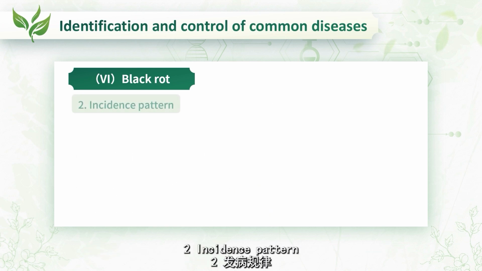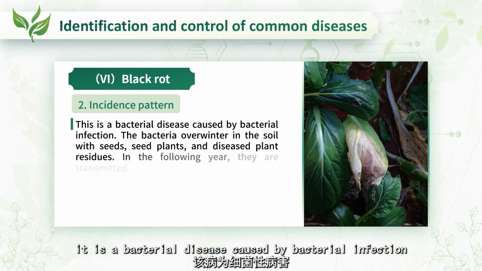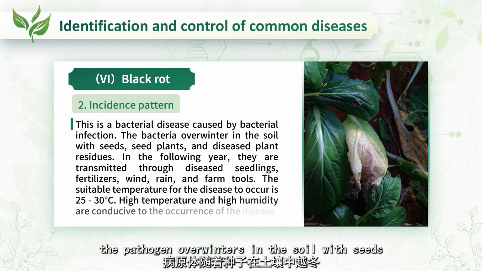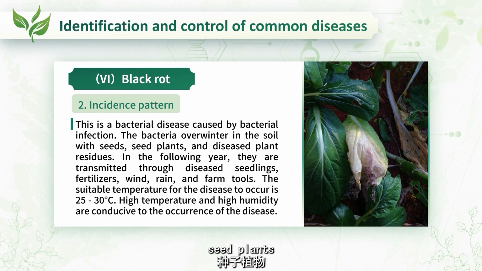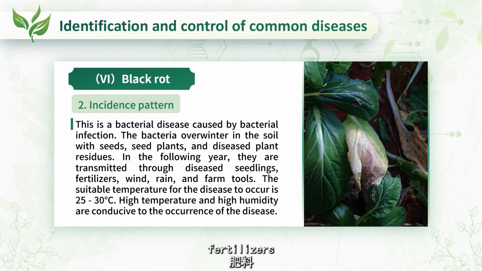2. Occurrence pattern: it is a bacterial disease caused by bacterial infection. The pathogen overwinters in the soil with seeds, seed plants, and diseased plant residues. In the following year, it is transmitted through diseased seedlings, fertilizers, wind, rain, and agricultural tools.